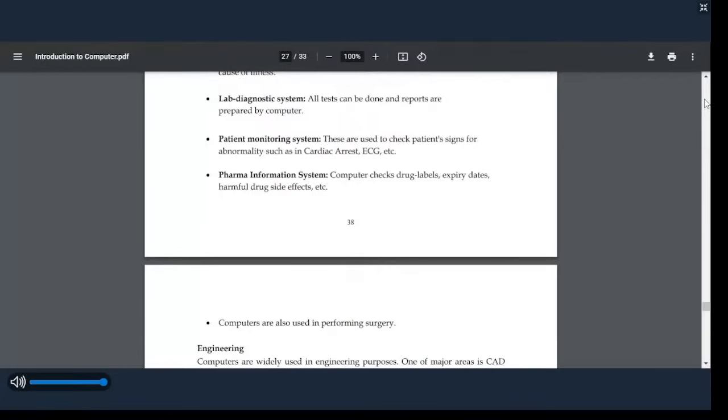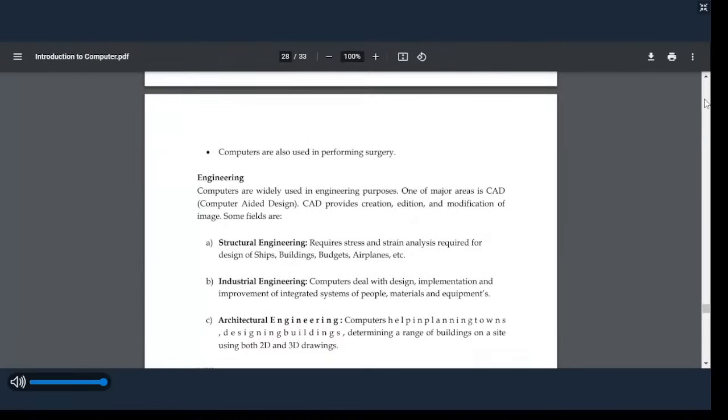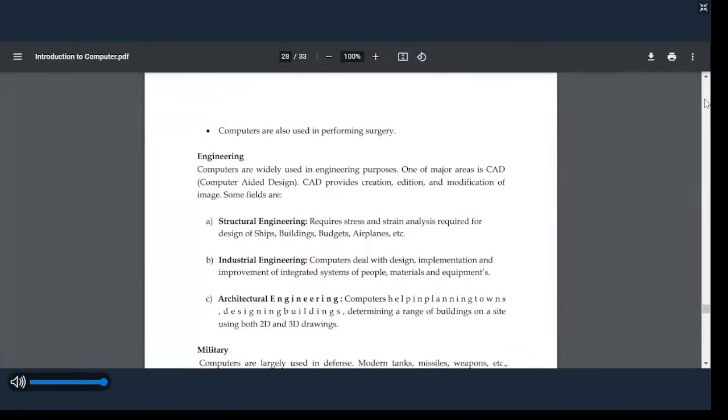Then computers are also used in performing surgery. Especially in Kenya we've not reached there, but abroad some of them are using computerized systems, especially when they're having something like back surgery, where you require accuracy and you are dealing with the vertebra, which is very dangerous. If you're not accurate, then it can cause issues. So it's very important that sometimes you use computers and robotics, especially in developed countries. You get that they are using that.